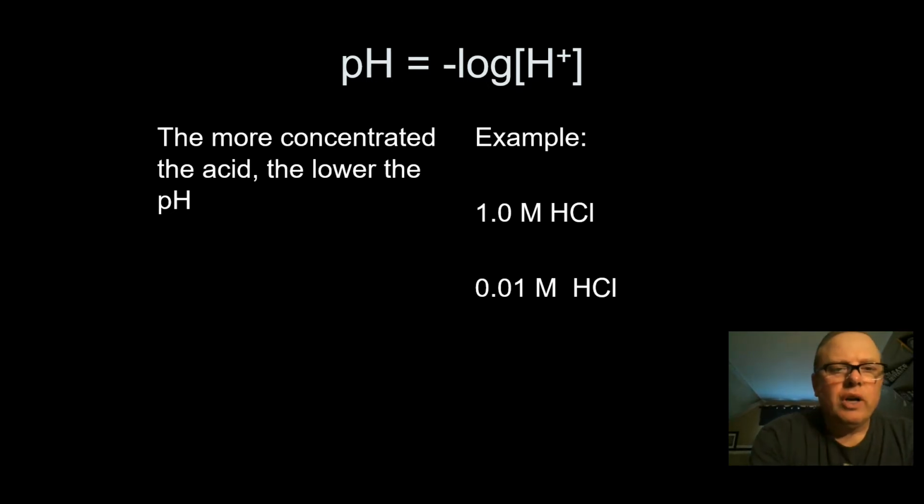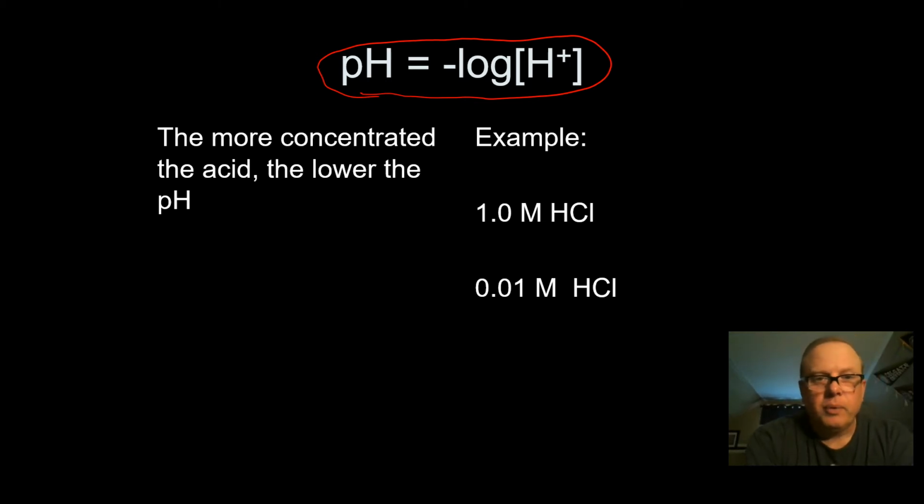So the more concentrated the acid, the lower the pH. And here's the formula up here for pH. It is the negative log of the hydrogen ion concentration. So you want to have this formula written down and at your beck and call, because you're going to need it. So what would be the pH of a 1 molarity hydrochloric acid solution?